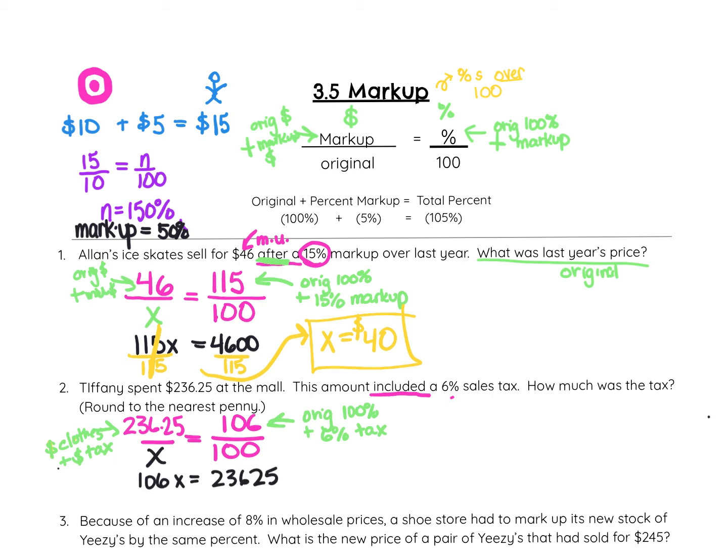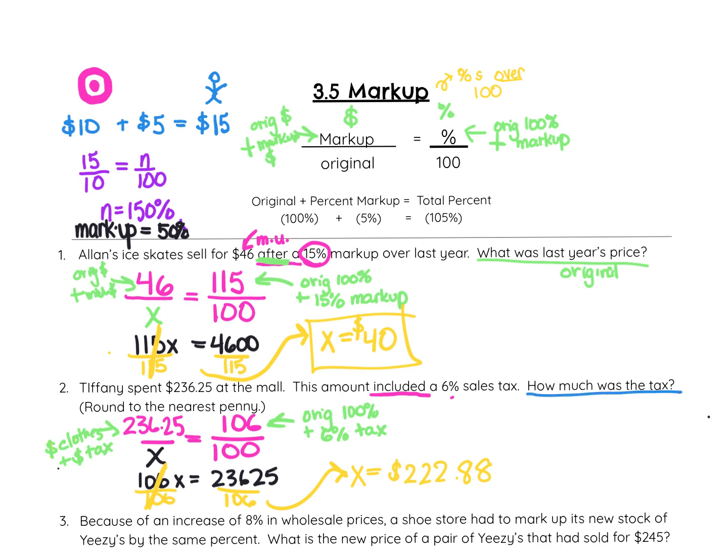I'm going to cross multiply and I'm going to get 106x equals 23625. Then I'm going to divide both sides of my equation by 106 because this is going to cancel out, and I'm going to be left with x is equal to, I'm going to have to round this, 222.88. Now, the question asked how much the tax was.